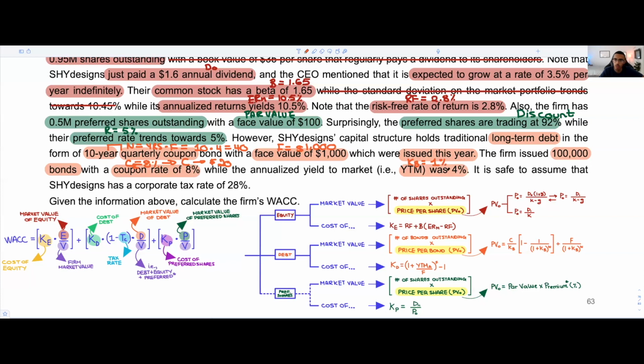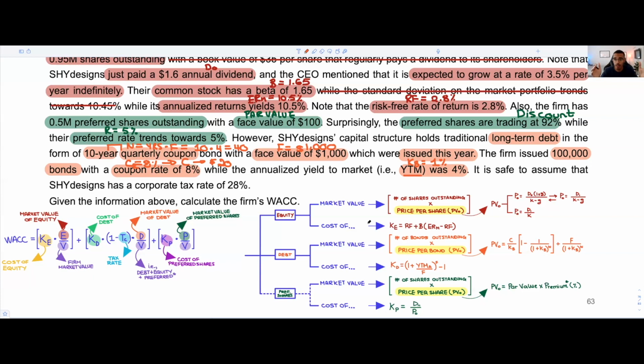And of course, our YTM is also very important for us to be able to solve for our cost of debt, which is what we're going to use here. So we're going to do (1 + 4%/4) to the power of 4 minus 1 to get our effective annual cost of debt. That's how I'd like to call it.